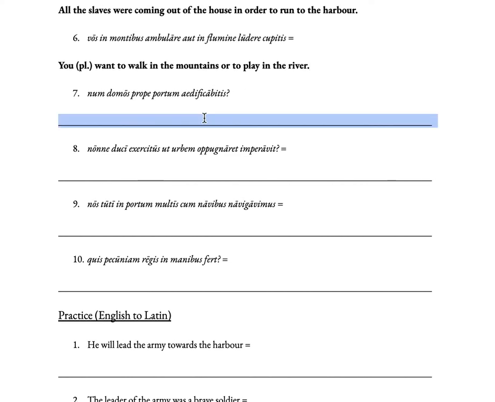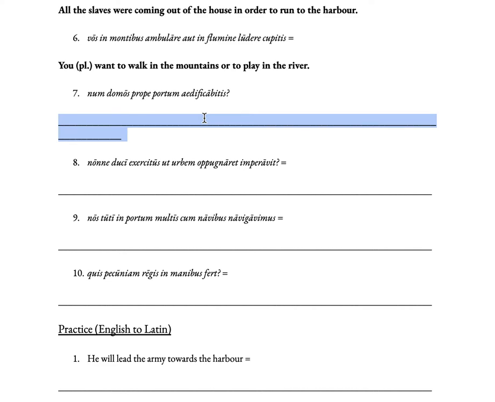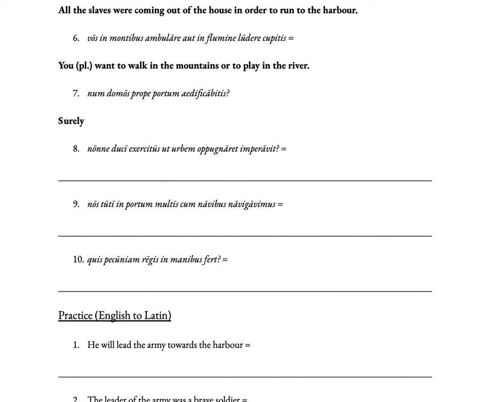Now in number seven, it begins with num, which is a question word that expects the answer no, so it means surely not. Okay, so surely you plural will not build. So aedificabitis is future tense. Will not build houses, domos, prope portum, near the harbour. Prope plus accusative, near the harbour.